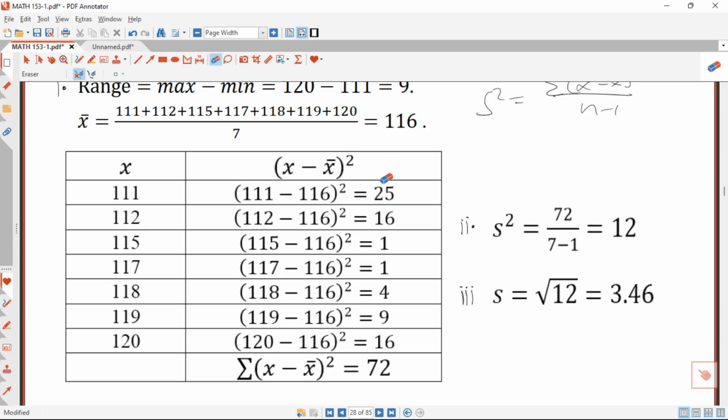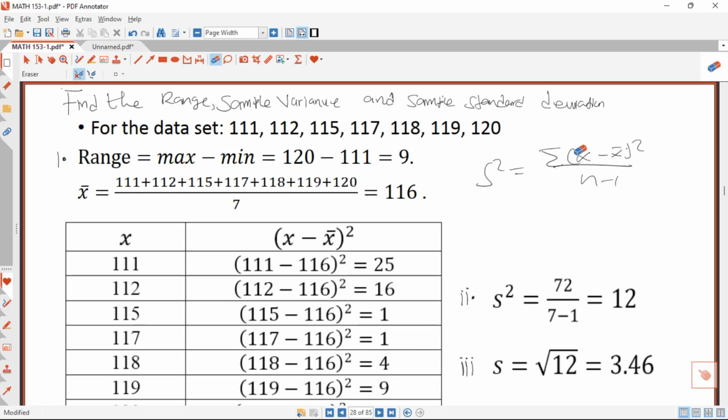So here you have to sum everything. When we sum, you are getting 72. So right now we have the summation of (x minus x bar) all squared. We are just going to replace that with 72, and then we know that our n is 7, so 7 minus 1. When you divide everything, you are getting 12 as our solution.